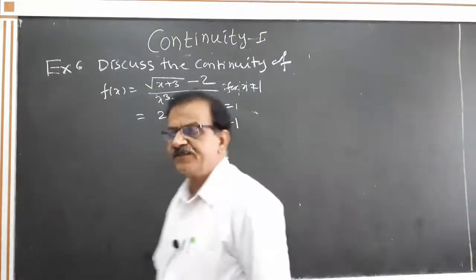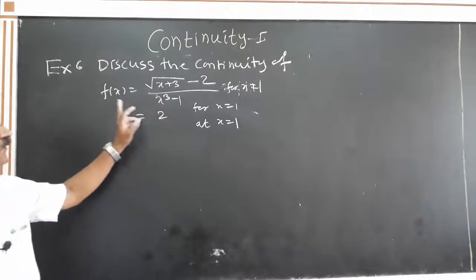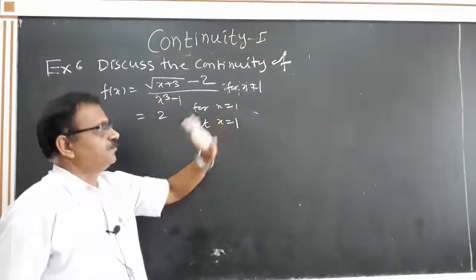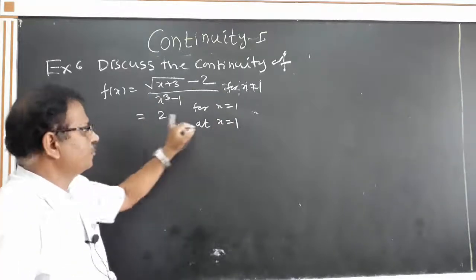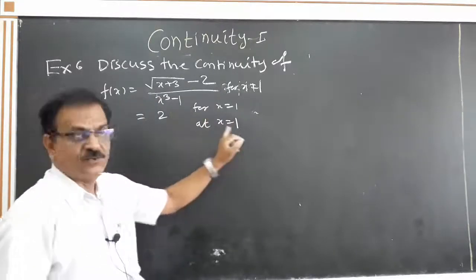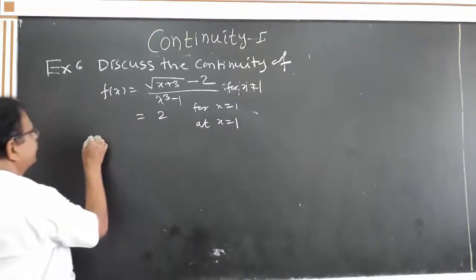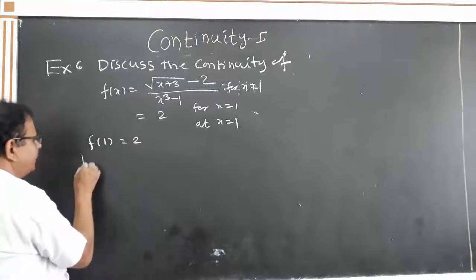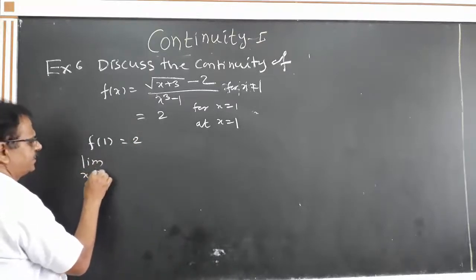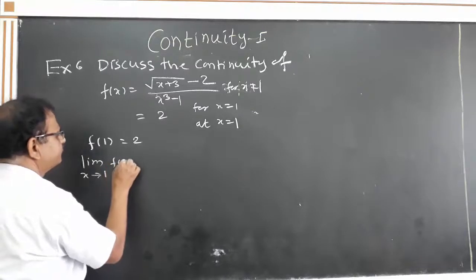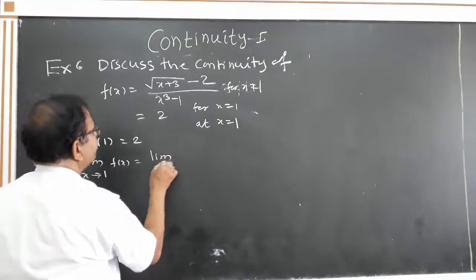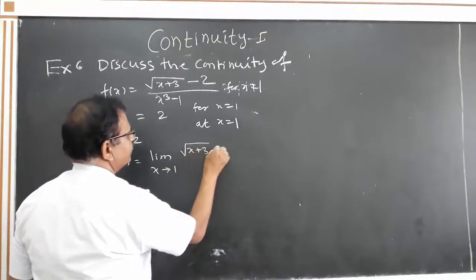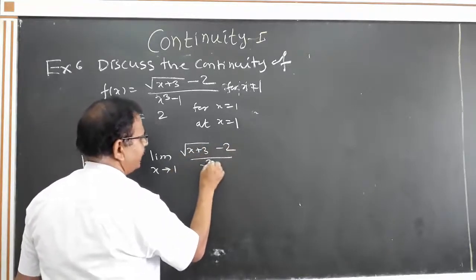Our sixth problem is: discuss the continuity of the function f(x) equal to (root of x plus 3 minus 2) divided by (x cube minus 1) for x not equal to 1 and equal to 2 for x equal to 1. And we have to discuss the continuity at x equal to 1. Therefore f of 1 is equal to 2. This is the given thing. Limit x tends to 1 of f(x) equal to limit x tends to 1 of (root of x plus 3 minus 2) divided by (x cube minus 1).